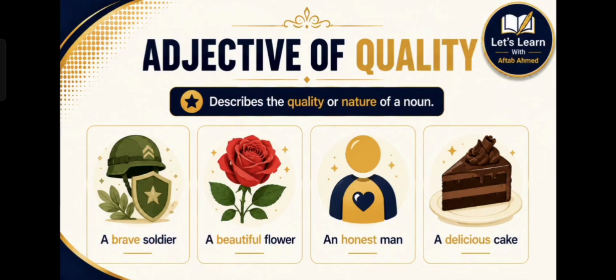First, we have adjective of quality. An adjective of quality describes the quality, nature, or characteristic of a noun. Look at these examples. A brave soldier, a beautiful flower, an honest man, a delicious cake. The words brave, beautiful, honest, and delicious tell us what kind of person or thing is being talked about. Therefore, they are adjectives of quality.